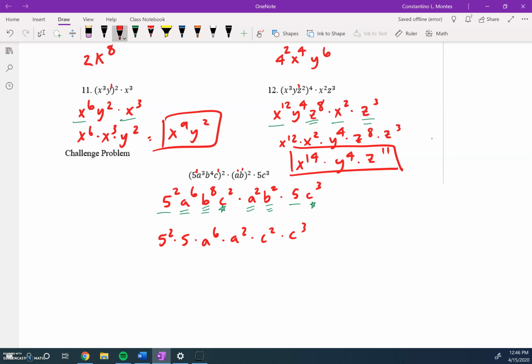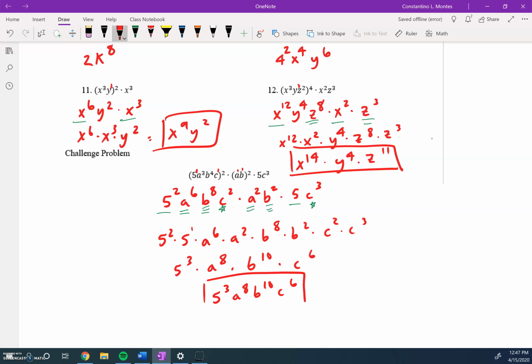A to the 6th, a squared, a to the 8th. Oh, I missed my b. Well, let's go back. B to the 8th times b squared, and then times c squared times c cubed. Perfect. This turns into 5 to the power of 3. So imaginary 1 right there. A to the 6th times a squared is going to be a to the 8th times b to the 10th times c to the 6th power. So this is just really 5 cubed, a to the 8th, b to the 10th, c to the 6th.